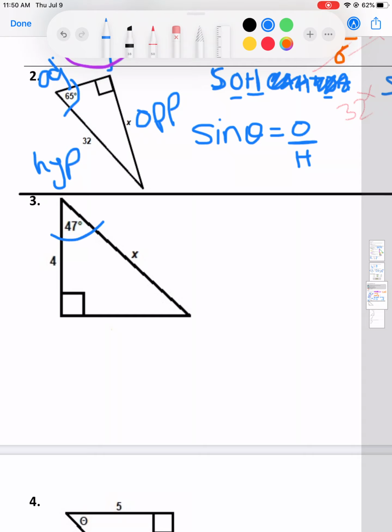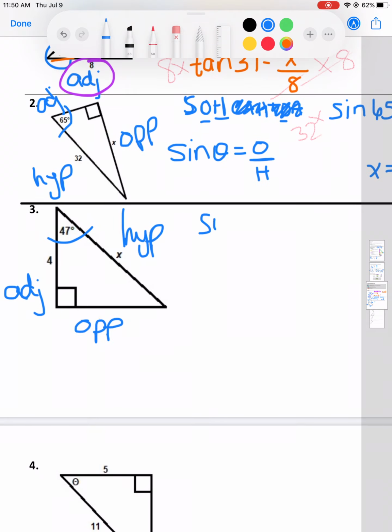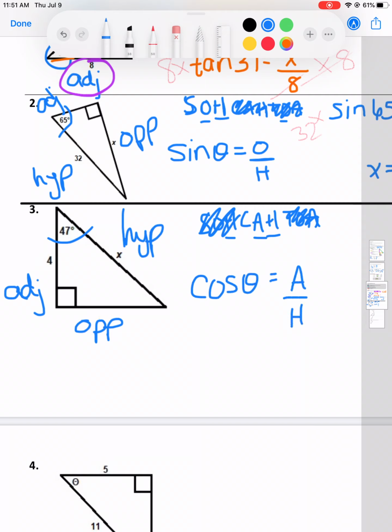Alrighty. Okay, so what do we got? This is my angle of interest. This is my hypotenuse. Hypotenuse, opposite, adjacent. Okay, so I need my hypotenuse, so I'm going to get rid of this. I have my adjacent, so I'm going to get rid of this. So cos theta is equal to adjacent over hypotenuse.